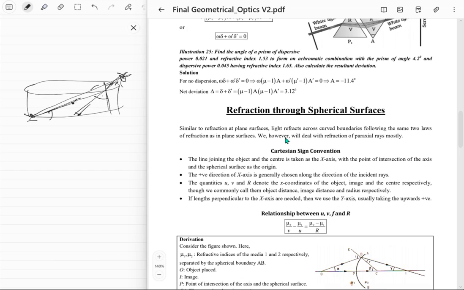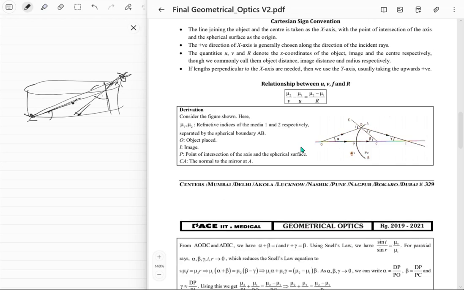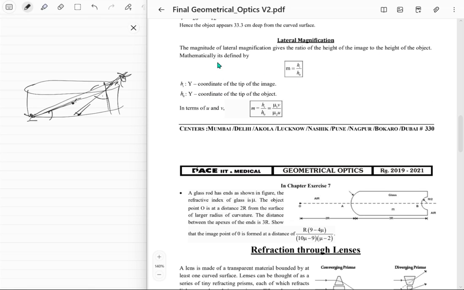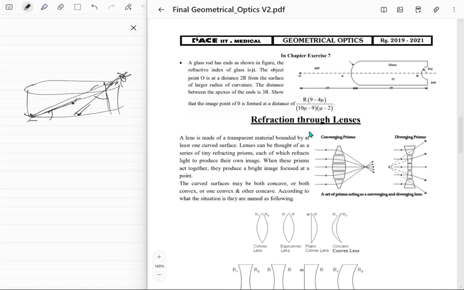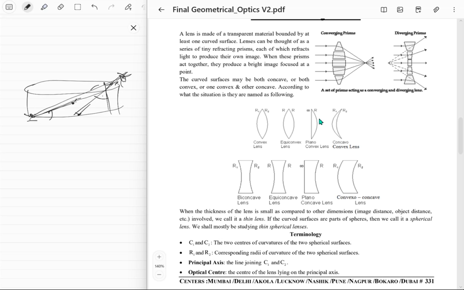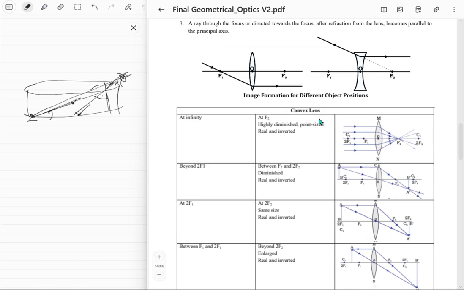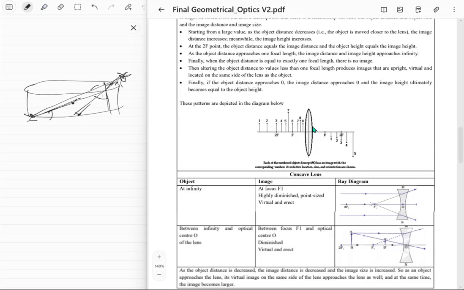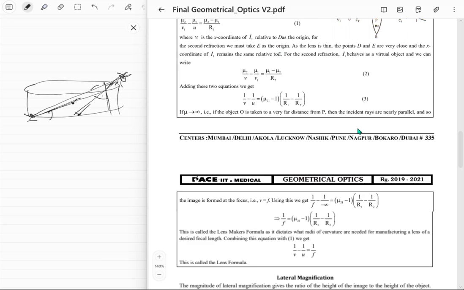Then you got reflection through a spherical surface, which is the base that I built everything up on. Lateral magnification. Oh yeah, so this formula, I even derived this thing. Okay, lenses. Once again, these kind of conditions. You know what? No, I just won't do that. I know that one at least.